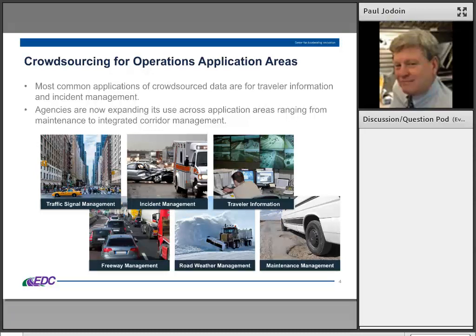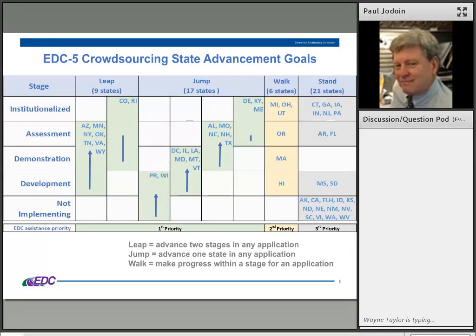So, traffic signal management, we have some uses for that. Incident management, of course. Travel information is the most common use. Freeway management, road weather, there's some applications for road weather, and then there's some opportunities with maintenance management. We're not focusing too much on maintenance management for this one, but those are just some common uses that we've seen.